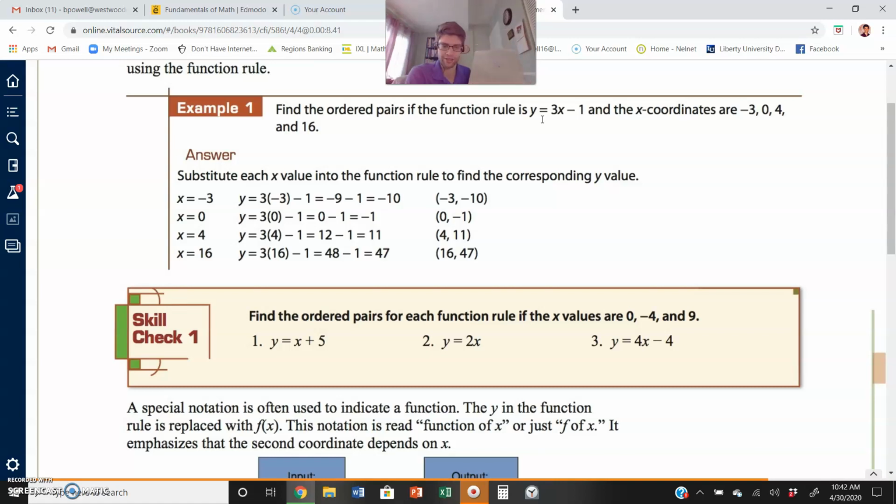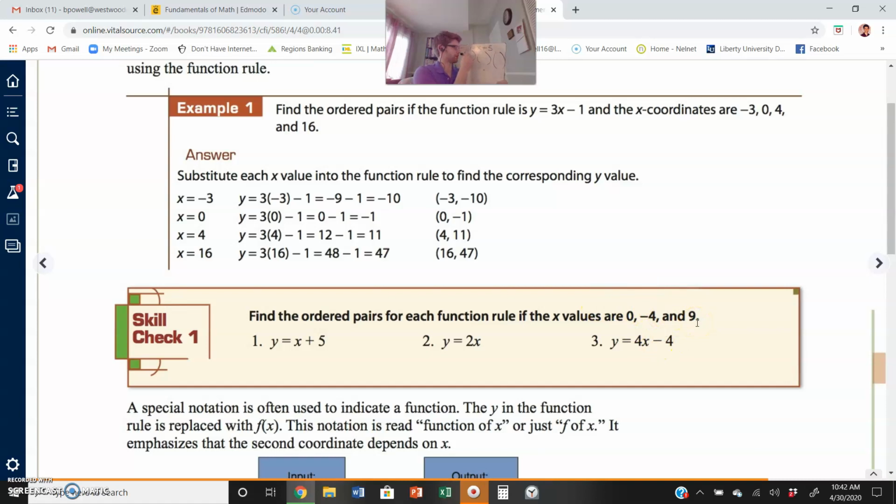And the answers now. Number 1 says y equals x plus 5. Now, that's all we're told for number 1, but look at your directions. It says find the ordered pairs for each function rule if the x values are 0, -4, 9. So the first thing I'm going to do is write my points. Now, how did I know it was 3? Because there are 3 x values here.